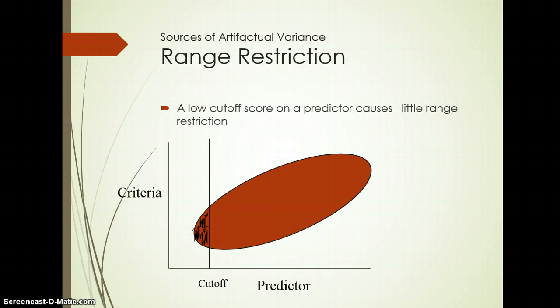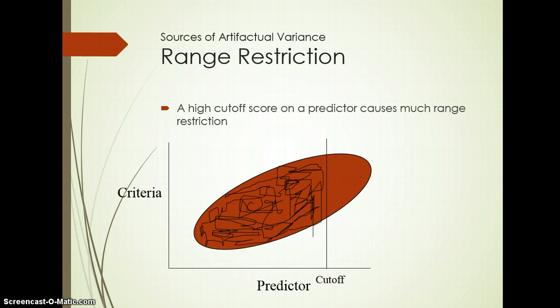So this is an illustration of range restriction, and we refer to this as direct range restriction, in which there are two variables that you're interested in, and one of them is being cut off. In this instance, a low cutoff score on a predictor causes little range restriction. I just mentioned the interview example, but if we refer to the earlier example of SAT scores and first semester GPA, we could also have range restriction here if we cut off that predictor by that little bit.